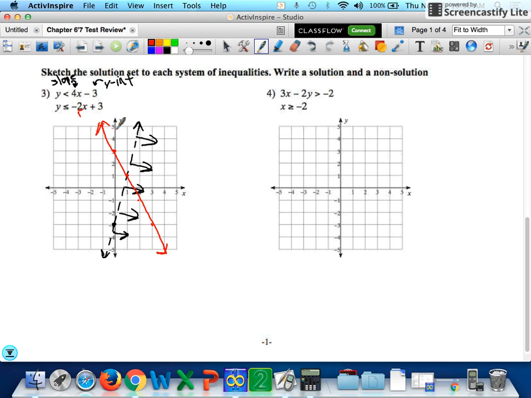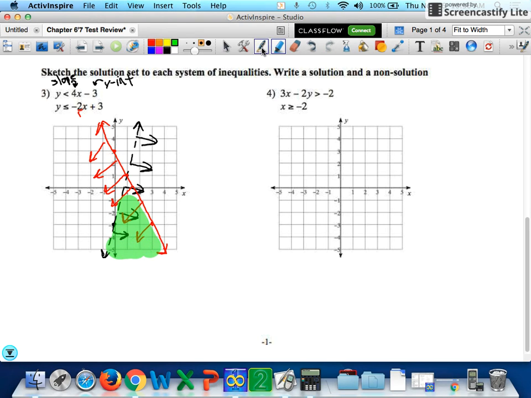Next, I've got to shade. This says less than, which means I'm shading everything below that red line. Notice I took these one at a time. I didn't think about, oh, what about both? What about this? What about that? Take them one at a time and then evaluate. Well, the only area that we've got that is double shaded is this bottom section. That's our double shaded region.